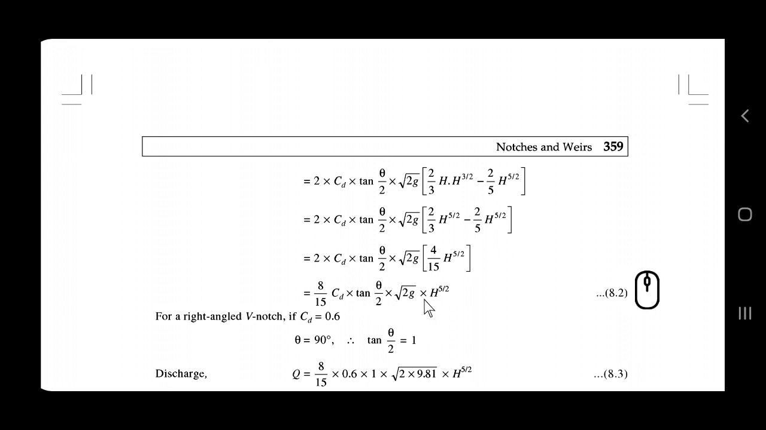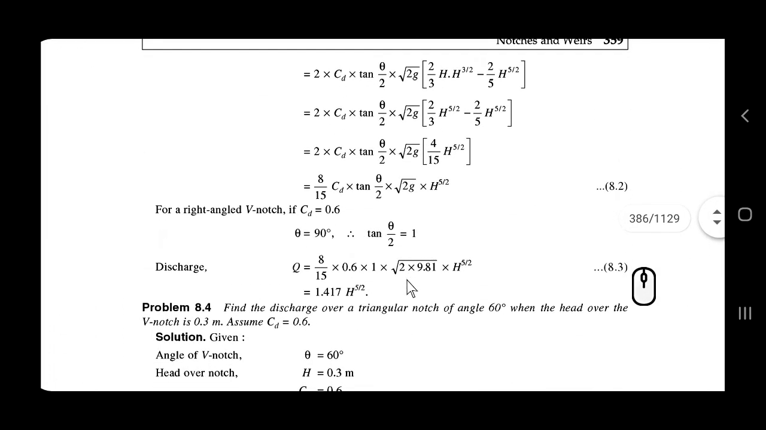So only one thing you have to understand, what is the difference between the discharge of a rectangular notch and a triangular notch. There you have 2 by 3 Cd. So just you see that equation and see the differences. Here we have an extra tan theta by 2, since theta is the angle of the V notch, there is an extra term tan theta by 2, and there you have 2 by 3 into Cd into root 2g into H raised to 3 by 2, etc. So here you have 8 by 15. So you have to remember this constant term.